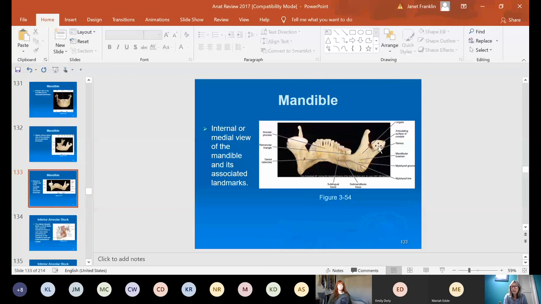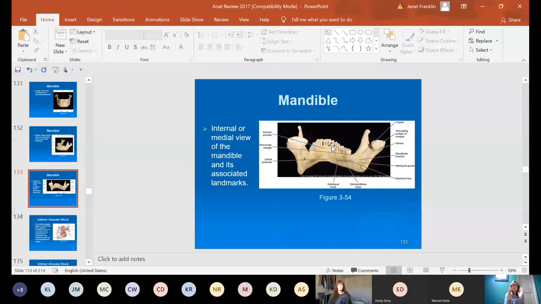The ramus is this flat bone. And again, we've got your articulating surface. Right above your mandibular foramen is this little bony projection called your lingula. Alveolar process is on both sides. It's the bone that houses the teeth, roots of the teeth. So you've got alveolar process on both sides because the bone is on both sides.